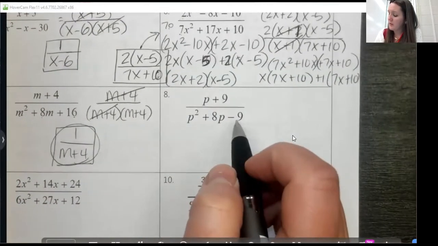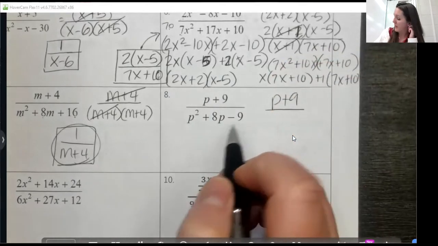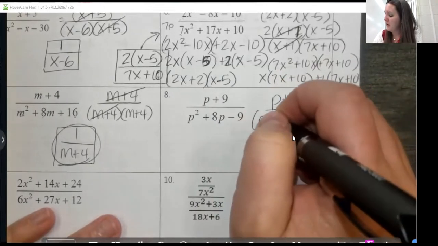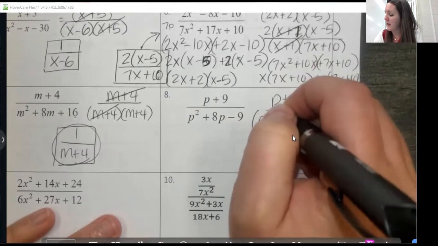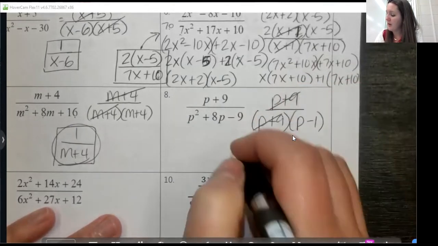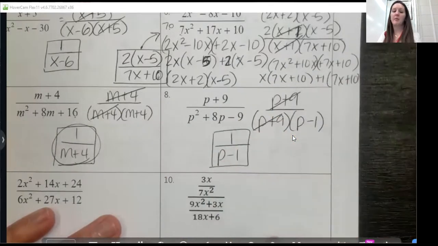All right, next one, p plus 9, that's already in factored form. What multiplies to get negative 9 and adds to get 8? We have a p plus 9 and p minus 1. They cancel. If you have nothing on the top, it's a 1. 1 divided by p minus 1 is your answer.